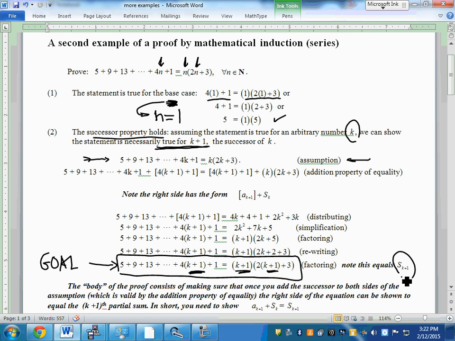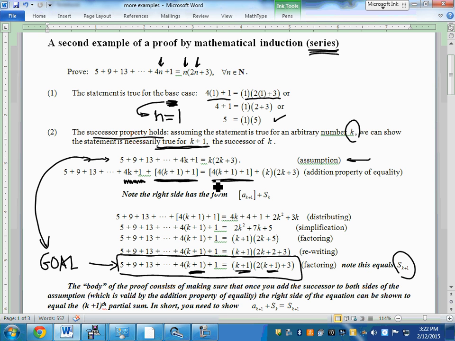Now, how do we get from here to there? That's the task. It has to be strictly logic. So the first thing we do is we add the same thing to both sides. And for all series proofs, the secret to these is you simply add the successor. This term in the brackets is what comes after 4k plus 1. So after 4 times k plus 1 comes 4 times k plus 1 plus 1. This is the successor. And we're going to add that to both sides of the assumption.